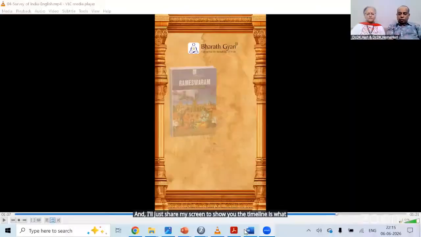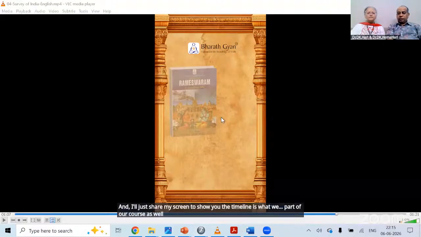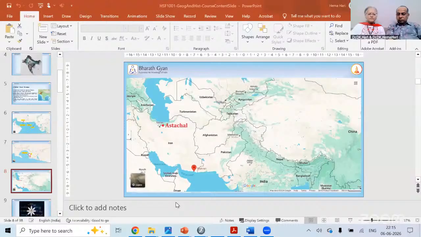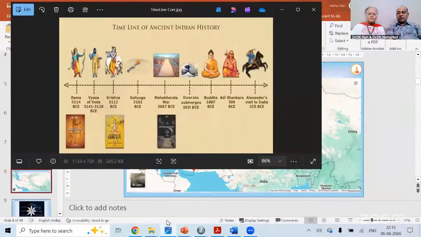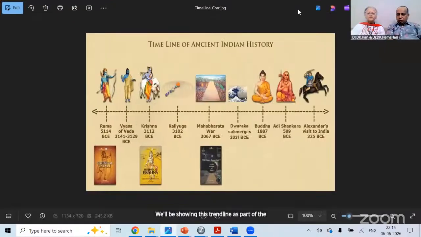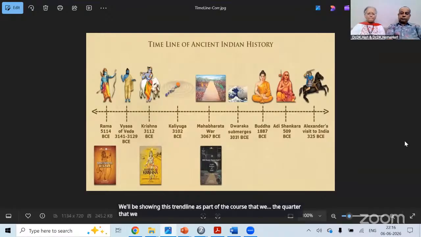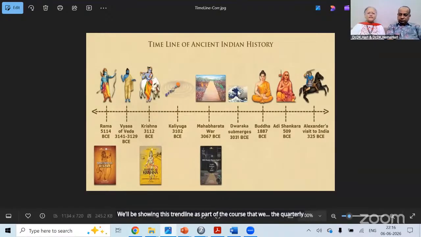I'll just share my screen to show you this. The timeline is part of our course as well. We'll be showing this timeline as part of the course that we are running this quarter. So look at this. This is the timeline of ancient Indian history.